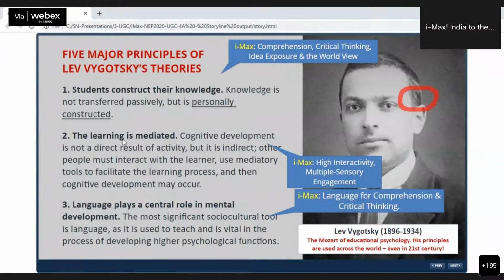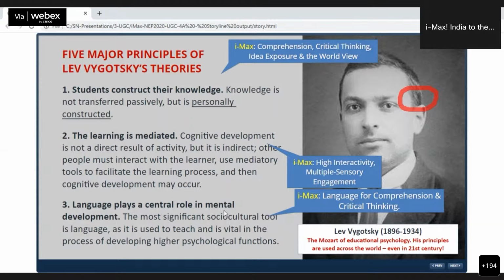Second point is the learning is mediated. That is, cognitive development is not a direct result of activity, but it is indirect. Other people must interact with the learner, use mediatory tools to facilitate the learning process, and then cognitive development may occur. This is the point where the teacher plays a major role in education. That is the reason people say smart class is the class where the teacher is smart, because the learning is always mediated. Self-study has its own limitation, at least till degree level.